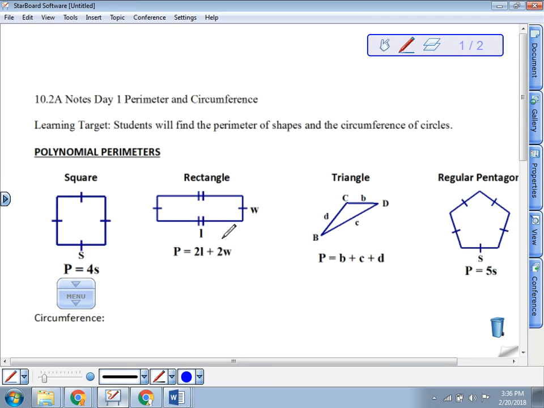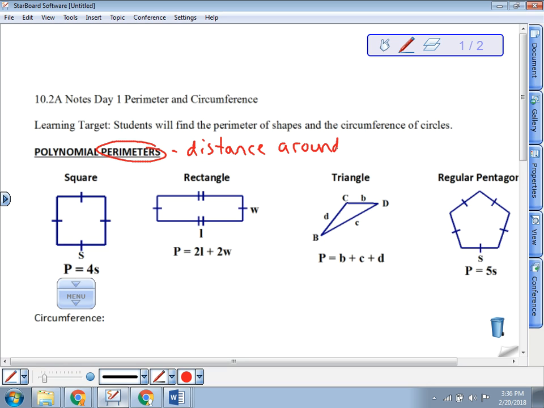Welcome to the notes on perimeter and circumference. Today you are going to learn how to find the perimeter and circumference of different shapes. So, what is perimeter? Perimeter is just the distance around an object, in this case polygons or a circle.